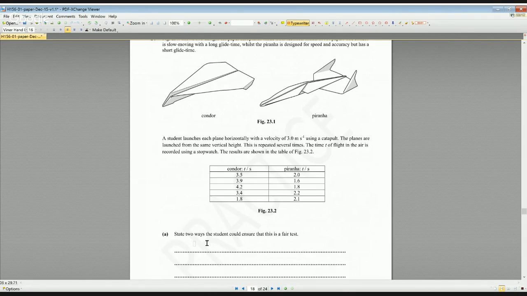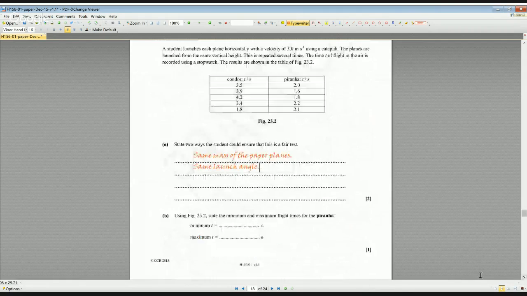Well, there's lots of options you can say here, but first of all, make sure that the mass of the paper planes is equal every single test, and make sure that the angle that the paper planes are launched at is also equal. There's a couple more answers you could have, but those are 2 pretty solid answers. And using figure 23.2, state the minimum and maximum flight times for the piranha. Now, this is perhaps the easiest question I've ever seen in any kind of A-level paper, and I'd be surprised if they gave you anything quite like this in the exam.